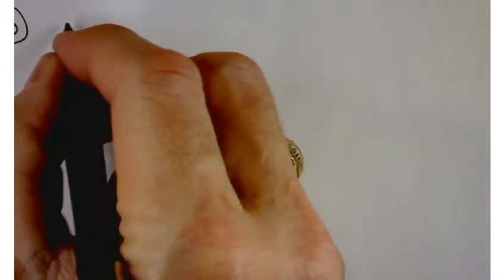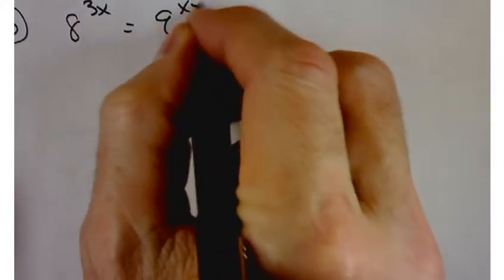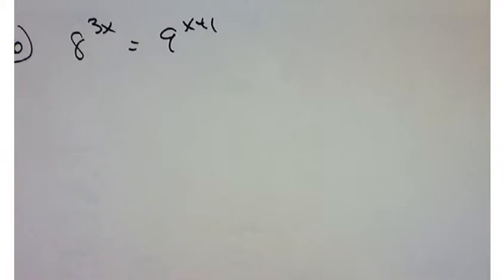Your turn to try one. And it's going to be very similar to that one. It's problem number 36. 8 to the 3x equals 9 to the x plus 1. How would you start one like this? What are you going to do first?